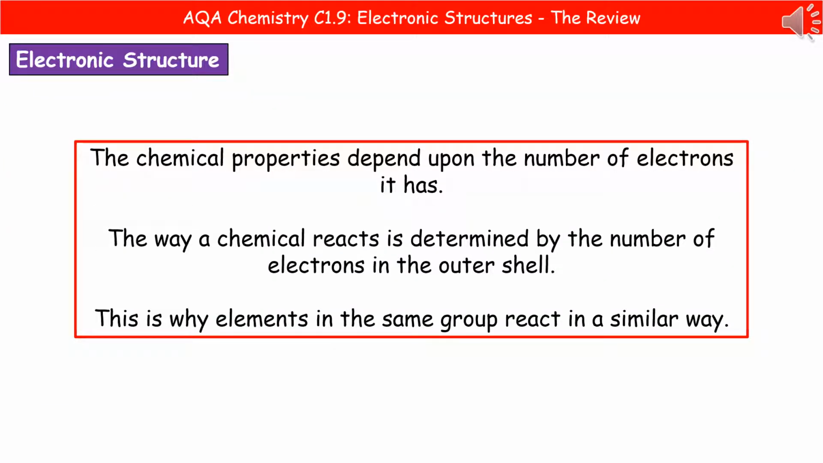The reason we're concerned with the electronic structures of different atoms is because the chemical properties of any particular element will depend on the number of electrons it has. And the way that chemical reacts is going to be determined by the number of electrons in the outer shell. As we've just said, any of the elements that have a 1 as their last number, so a 1 in their outer shell, are all in group 1. Now, because they've all got 1 electron in their outer shell, all of the elements in that same group react in a similar way. So 1 electron puts them all in group 1, and all of group 1 react in a similar way.